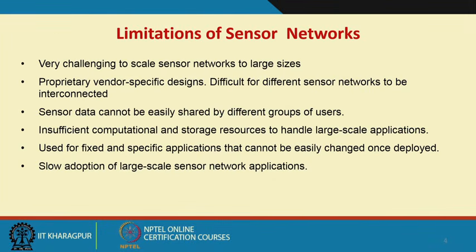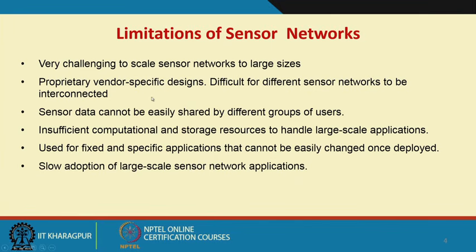So, there are typical limitations in sensor networks that we already understand, that it is very challenging to scale a sensor network to large sizes. Suddenly scaling up or scaling down these sensor networks is a major challenge, right. Whatever you have deployed, say I am acquiring temperature and suddenly want to increase it to a larger scale and collect more, scaling up is different, even changing the granularity is different, right. Proprietary vendor specific design in most cases makes it difficult for different sensor networks to be interconnected.